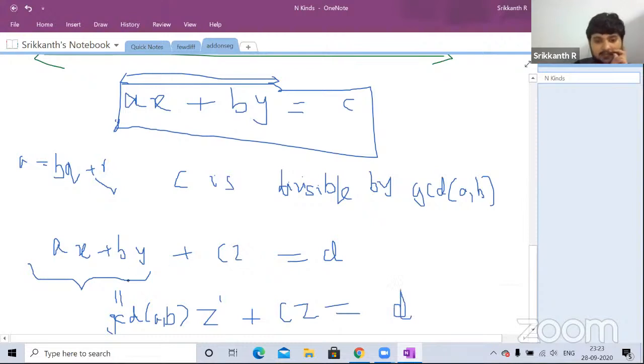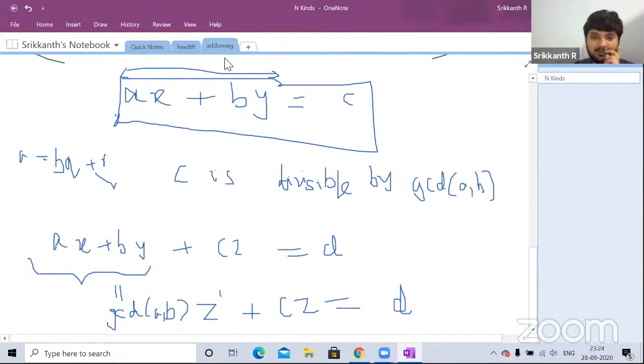I know that I can replace it like this because I know this will always have a solution. So I have reduced this equation of size 3 to an equation of size 2. And now I apply the same thing again here. There will be a solution here if D is divisible by the GCD of GCD of A comma B and C. So this will have a solution whenever D is divisible by the GCD of A, B, and C. And again, similar thing.